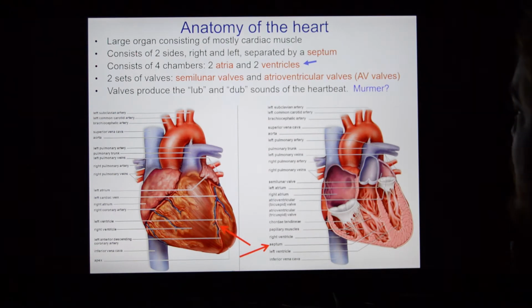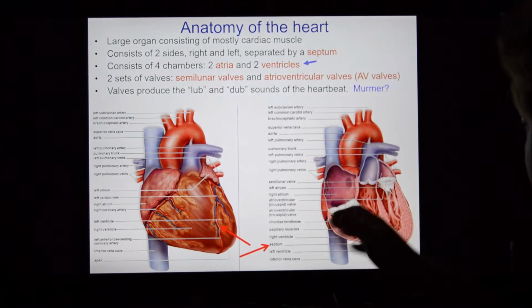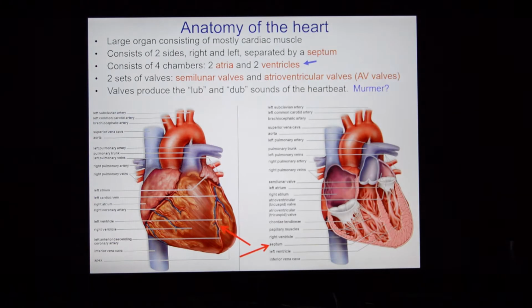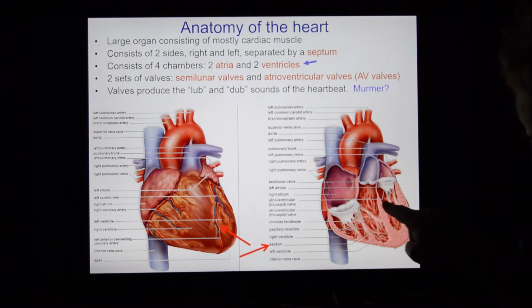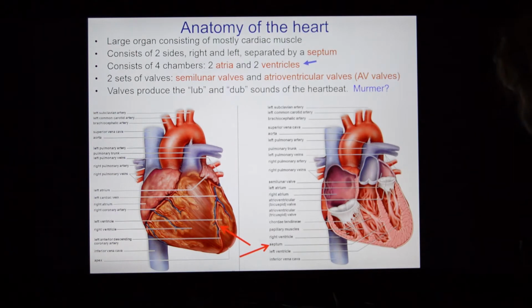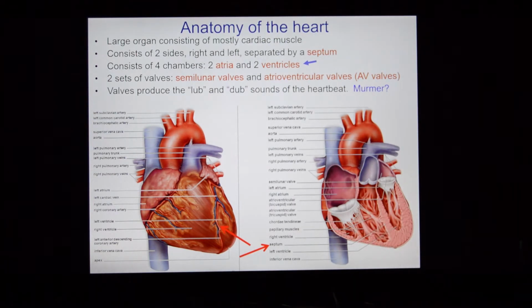Let's see. What else do I want to say here? Separated by a septum. You can see the septum here. So the ventricles are separated by a septum. You may have heard of a heart murmur. A heart murmur is oftentimes a case where the septum has an opening in it, so as the ventricles contract, blood kind of sloshes back and forth between the ventricles. Okay, that's a heart murmur.